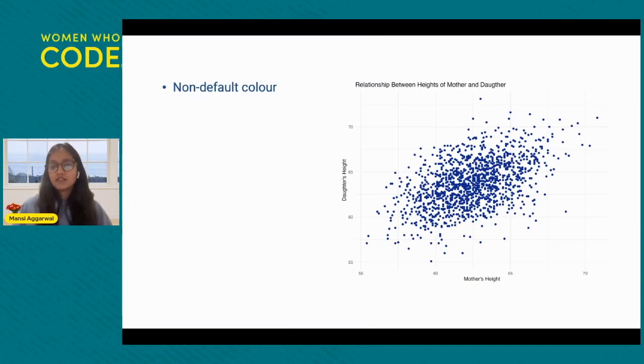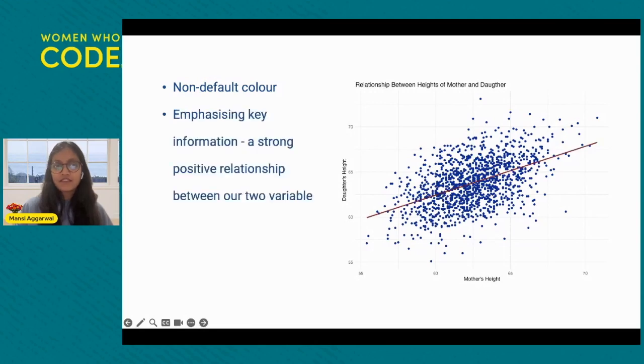Let's go about making this chart a little better. So I use a non-default color. I used a good theme. The generic ggplot theme is a basic gray one. I've used a white simple theme. Then emphasizing key information. I wanted to show a strong positive relationship. I can just fit a simple linear model and plot it.